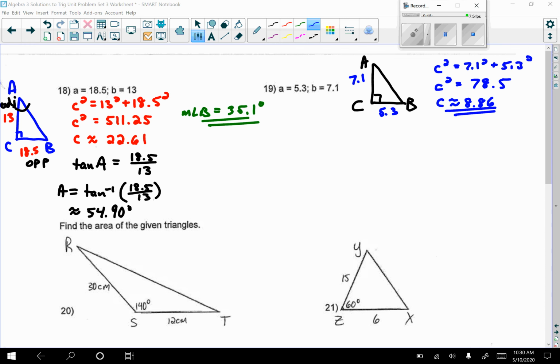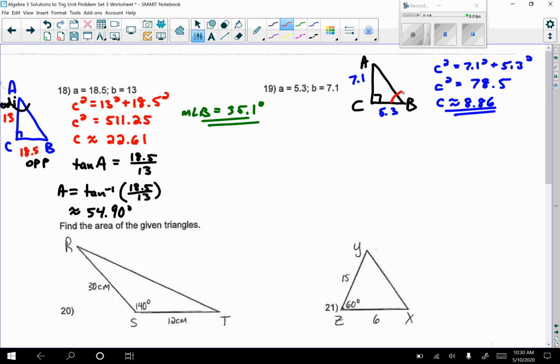All right, so pause the video just to show this a little bit quicker now. So drawing the right triangle for number 19, again labeling the two sides that we were given, 5.3 for A, 7.1 for B, just using Pythagorean theorem here. C turns out to be approximately 8.86 units long. Here I'm going to go ahead and off of angle B this time.